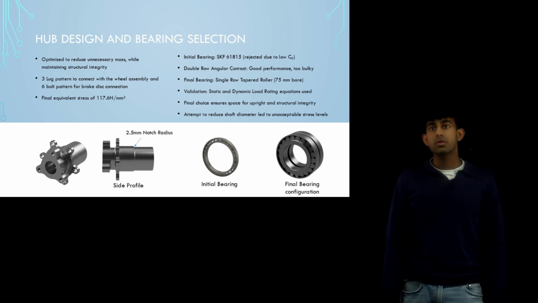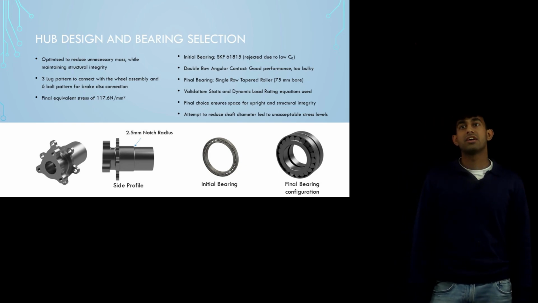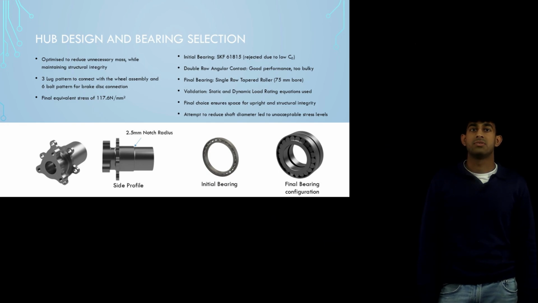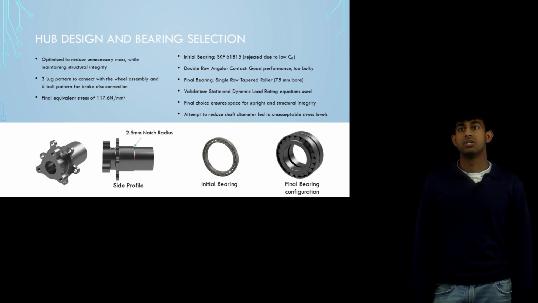We began with the SKF 61815 bearing, but its static load rating was insufficient. An angular contact double row bearing was next, but too bulky to accommodate. Finally, we selected a single row tapered roller bearing with a 75mm bore. This design balanced compactness with load bearing capacity. We validated our bearing design using standard equations.